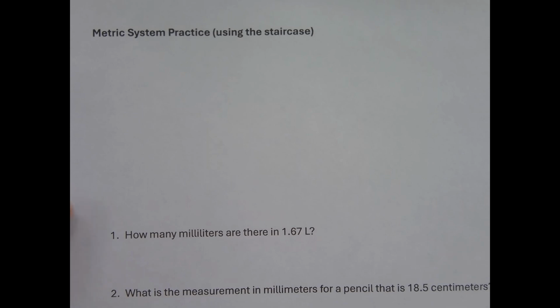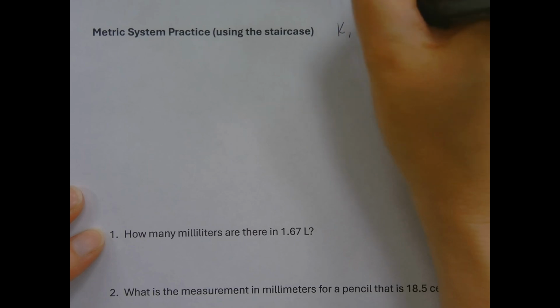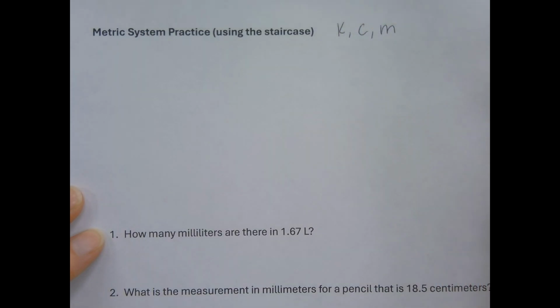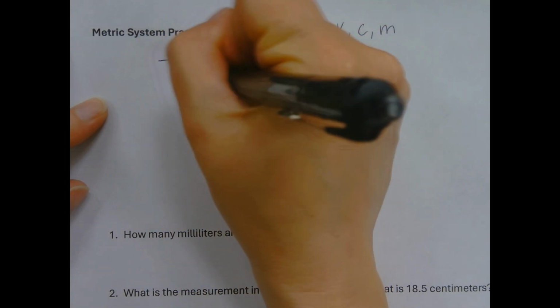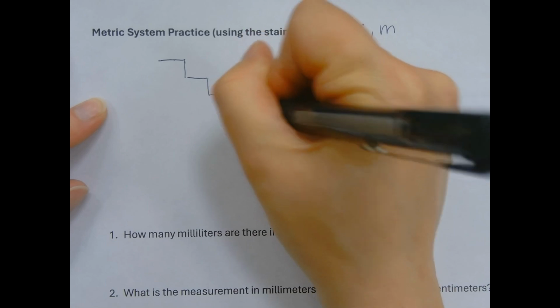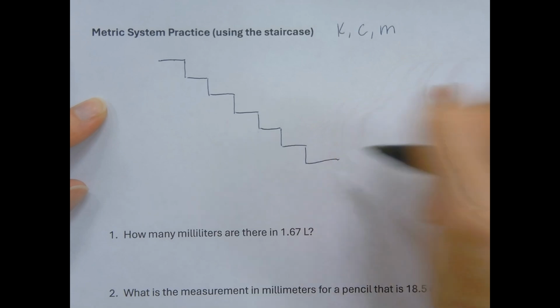In this video, we're going to practice doing metric system conversions, and we're going to use the staircase method. We're really only focused on three prefixes: kilo, centi, and milli. We set up our staircase by making a staircase with 7 steps: 1, 2, 3, 4, 5, 6, 7.